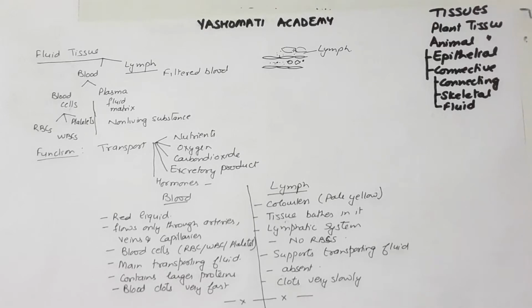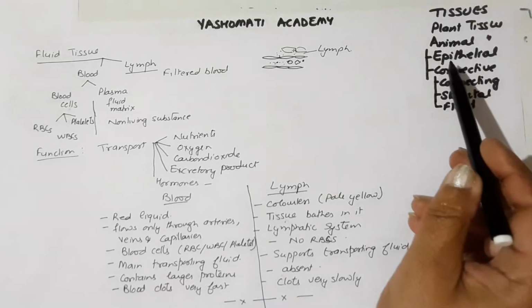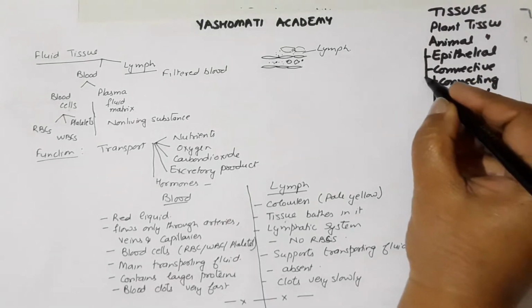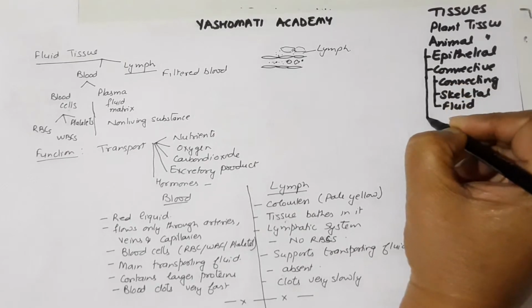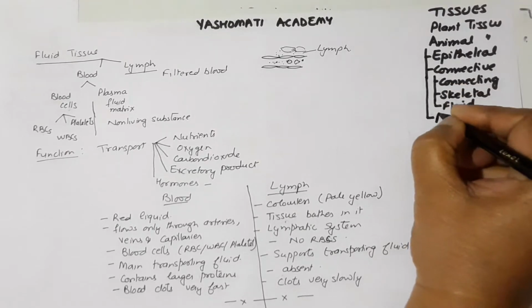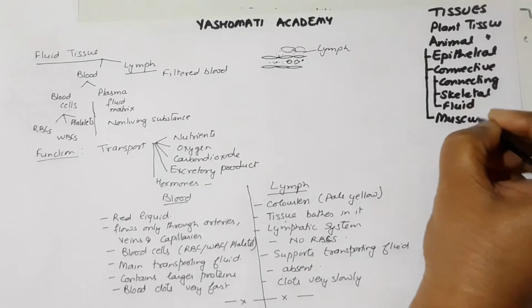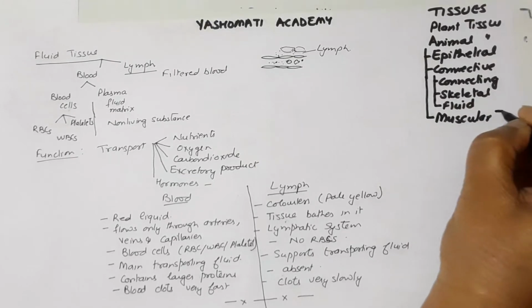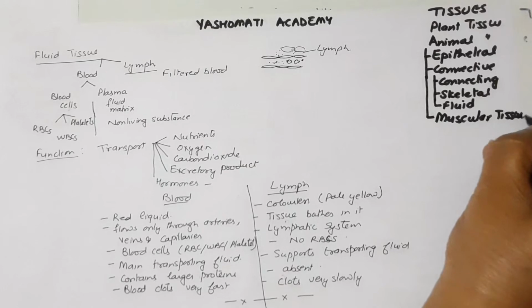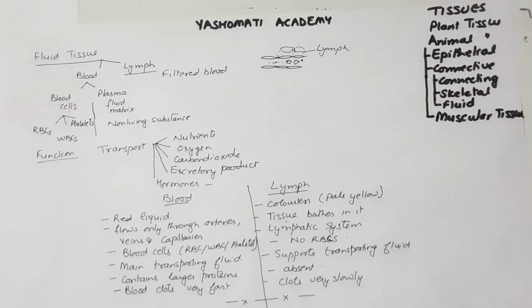In the next class, we will study the third type of tissue, that is muscular tissue. So with that, we have completed two types of animal tissue, and in the next class we will study muscular tissue, where we will be talking about different types of muscles.